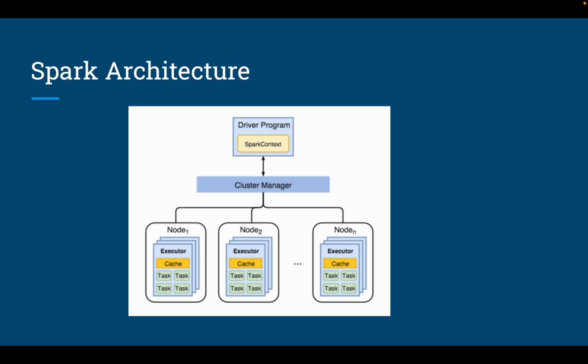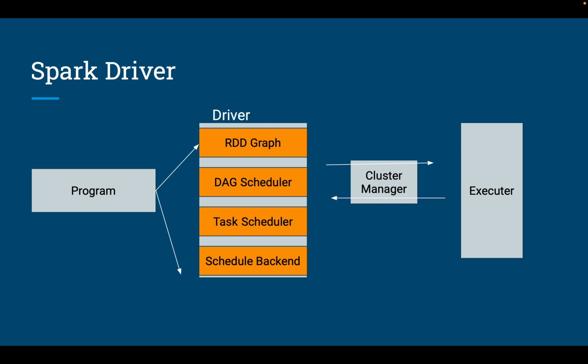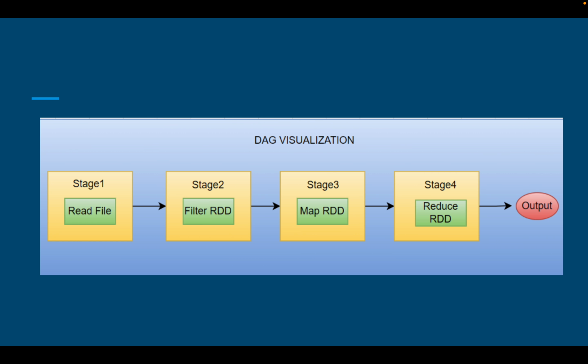Now we can discuss what is inside the driver program. In the driver program we have a Spark context. This is a little more detailed view of the Spark driver. Once we have a program, we have an RDD graph. RDD we already discussed, so we will be creating some kind of RDD. Then we have a DAG scheduler. So what is the job of the DAG scheduler? DAG means directed acyclic graph.